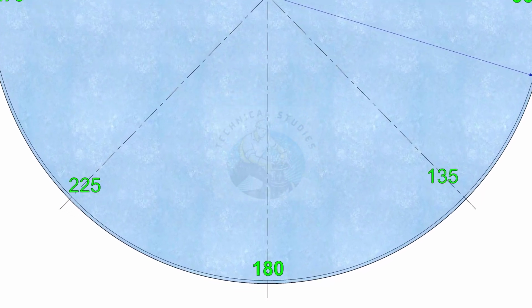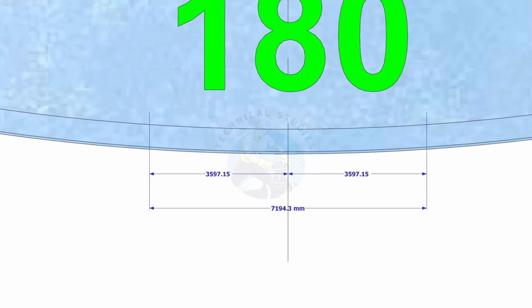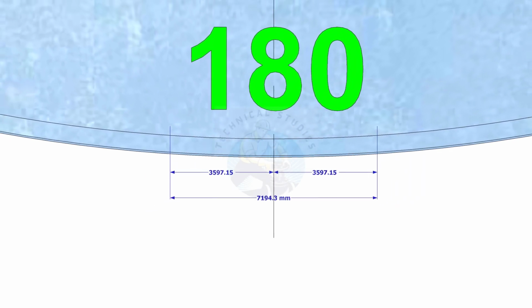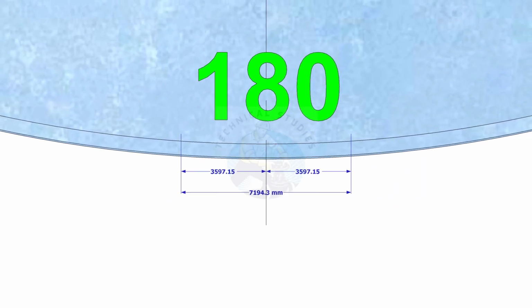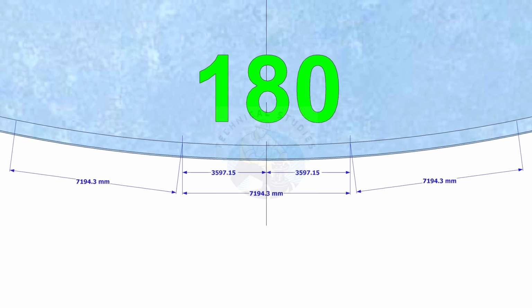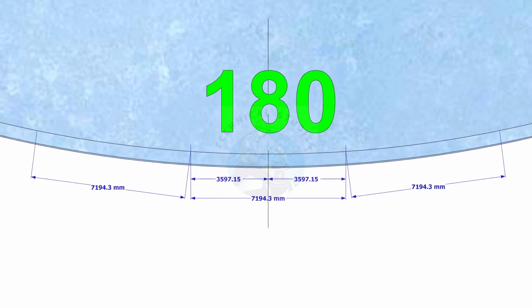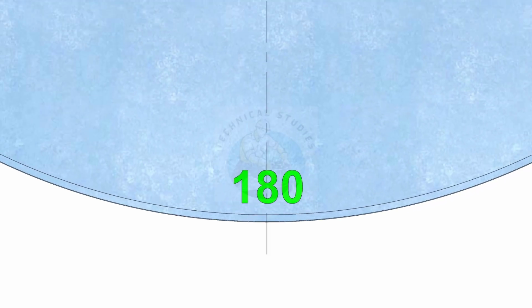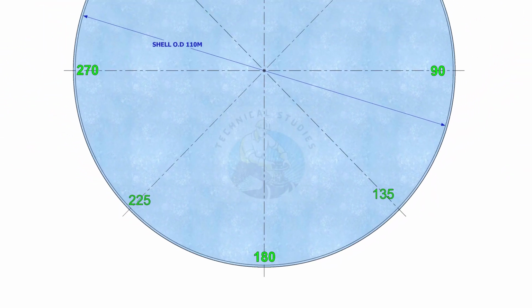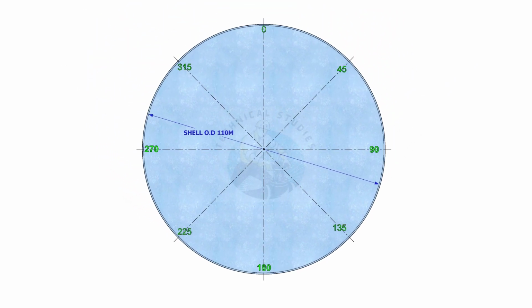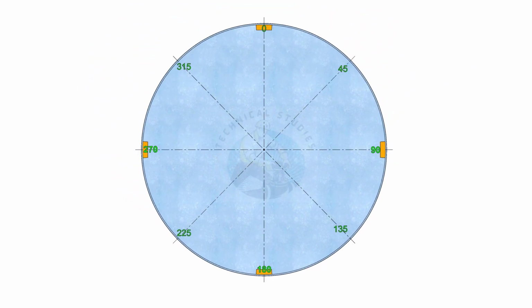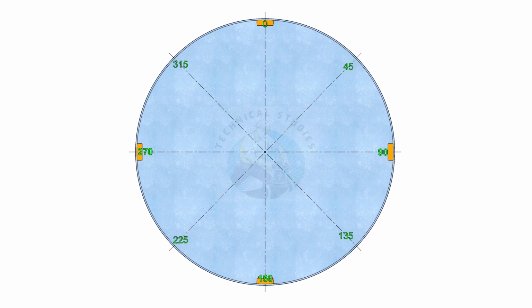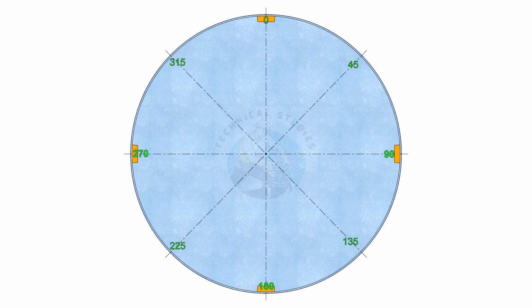Mark the chord lengths on the circle. Take care during marking the chord lines. If you mark more center lines, the chord line marking will be more accurate. After marking the chord lines all around the circle, you can start laying the annular plates. You can start plate laying from multiple locations according to the available manpower and equipment.